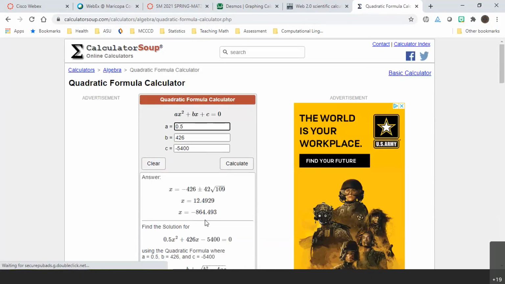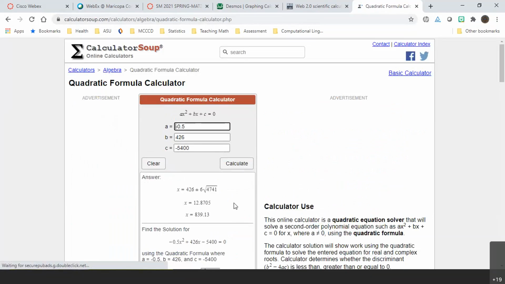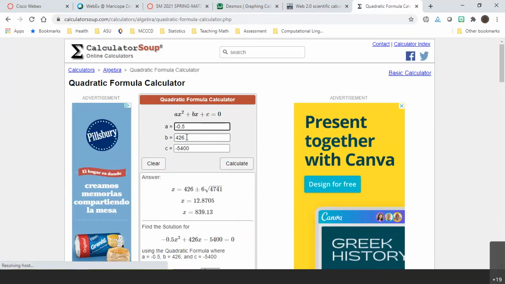I get a negative 1. I did that wrong. This is supposed to be a negative value. That's right, it's negative 0.5. Calculate. That'll switch them around. So negative 0.5 on the squared term, 426 that's positive on my n term, and negative 5,400 is C. So you can see I've gotten two values here.